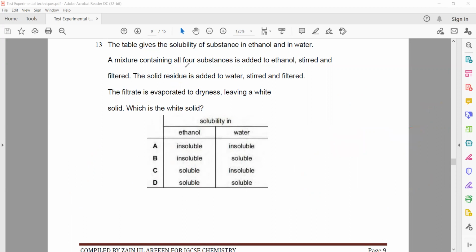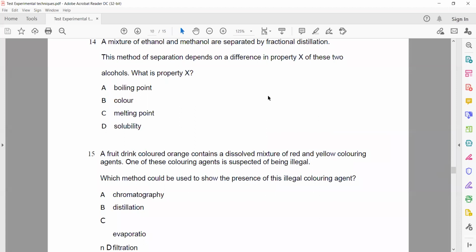So when a substance is a residue from ethanol, residue means it will be insoluble. But the other substance is a filtrate in water, so it means it was soluble in water. In question 14, a mixture of ethanol and methanol are separated by fractional distillation. This method depends on the property X. What is property X? On the basis of the boiling point, we separate two or more substances. That's why we call that fractional distillation.